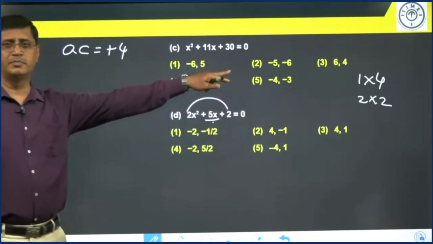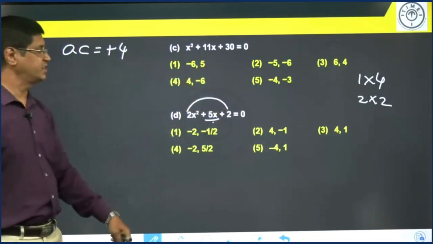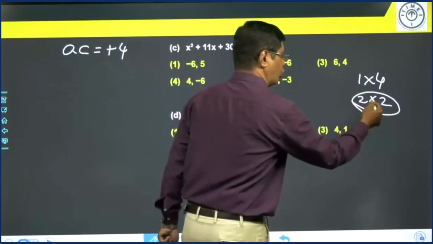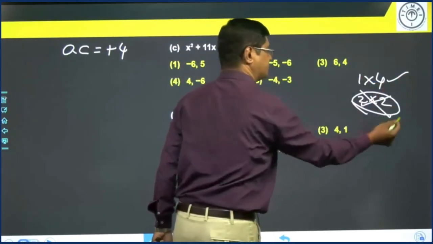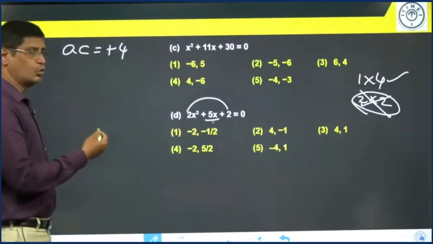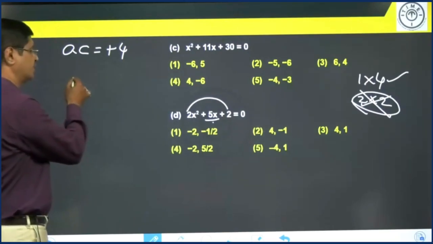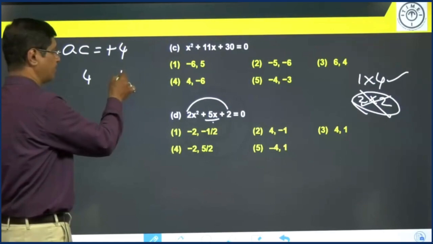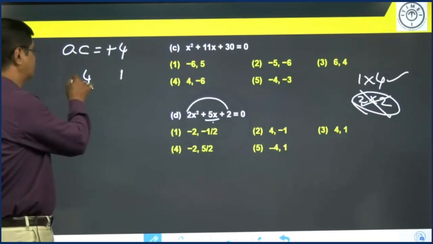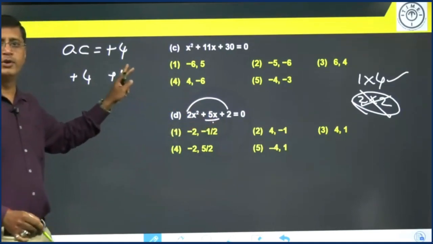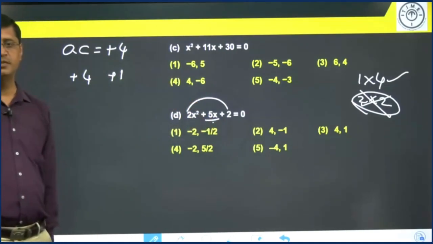So what is the possibility which is satisfying this condition? Here, 2 into 2 is ruled out. This is the correct one: 1 plus 4, that is 5. So what are the factors? The factors are plus 4 and plus 1. Plus 4 plus 1, that is plus 5. 1 into 4, that is AC.